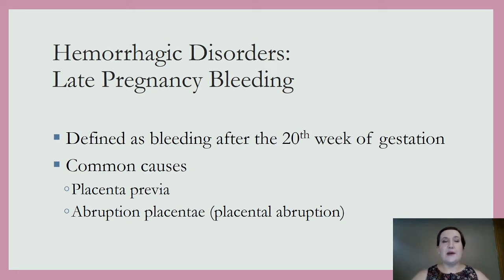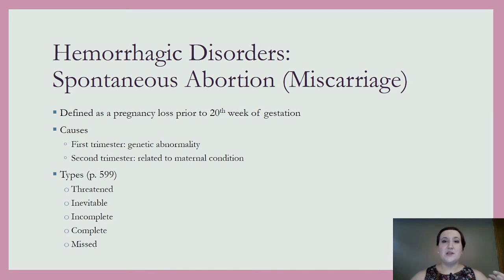When we're talking about late pregnancy, we're going to be talking about after the 20th week of gestation. Some of the more common causes are that placenta previa that we have talked a little bit about, and then a placental abruption or abruptio placentae. So first, let's talk about miscarriage.